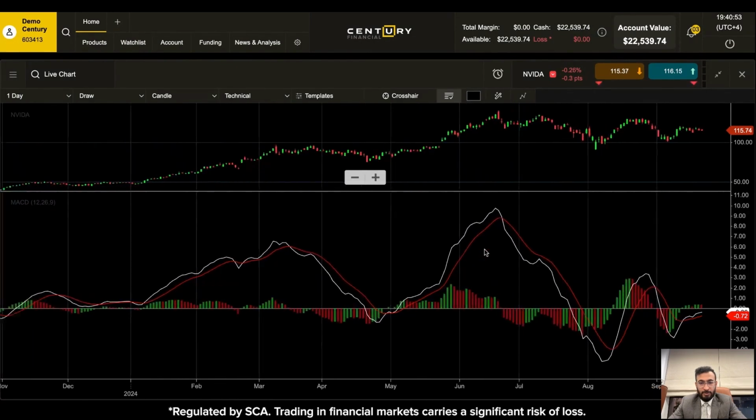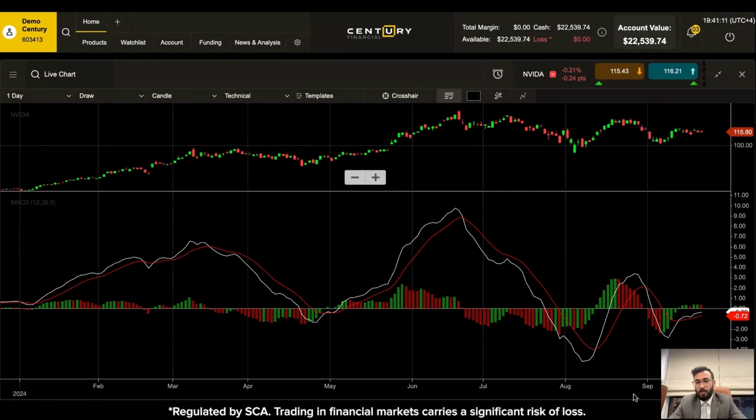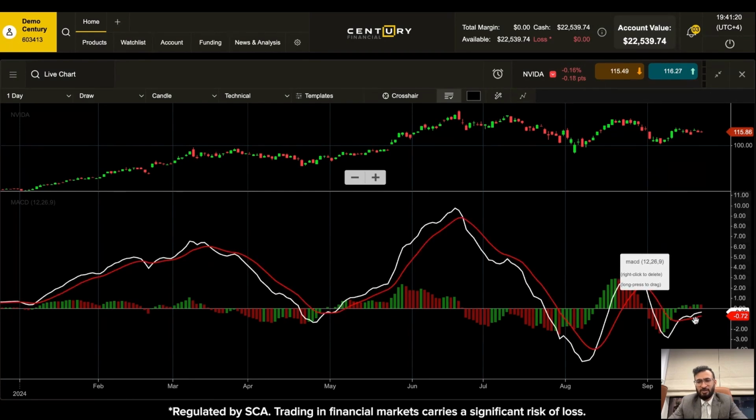Right, just look at this signal, what I'm going to tell you right now. Okay, now first of all, see this vertical line right now. It says minus 0.72, right? So right now MACD is around here, below zero. It's around minus 0.72.